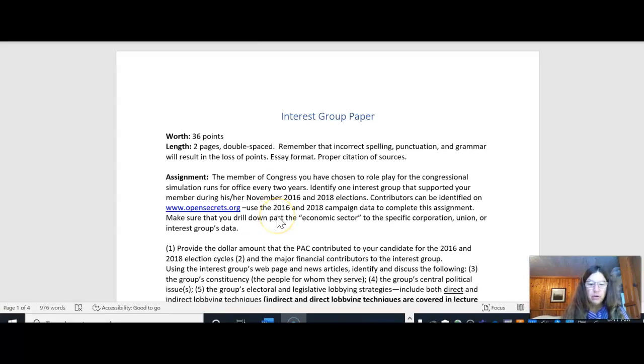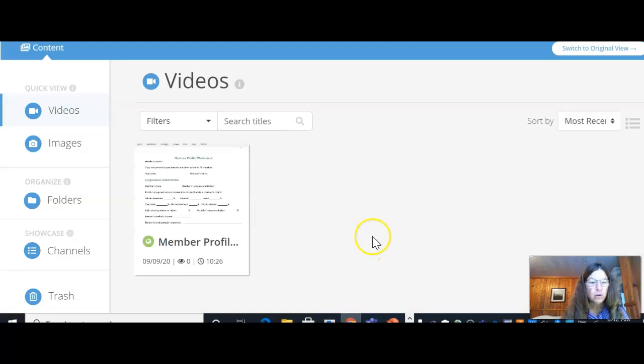So you've chosen a member of Congress to role play for the congressional simulation, and this person runs every 2 years for office. So what I need you to do is identify one interest group that supported your member during the November 2016 and 2018 elections. Contributors can be identified using opensecrets.org. And so I have created a setup here that will show us how we go about this.